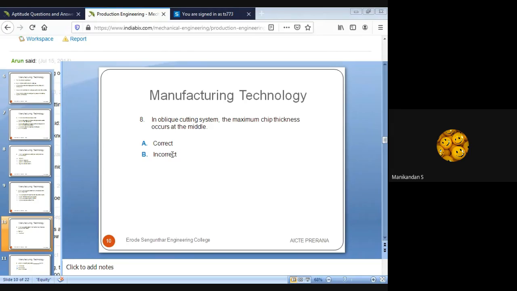Next one. In oblique cutting system, the maximum chip thickness occurs at the middle. Is it correct or not? Oblique cutting means inclined cutting. The maximum chip thickness occurs at the middle. Is it correct or not?